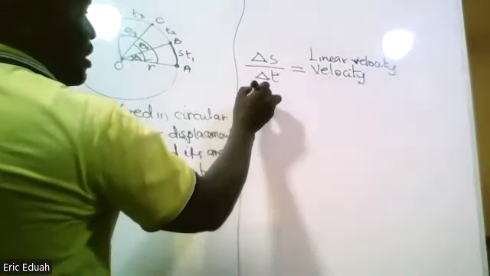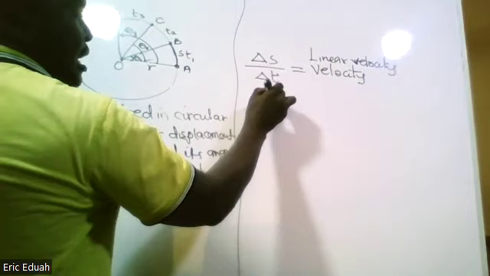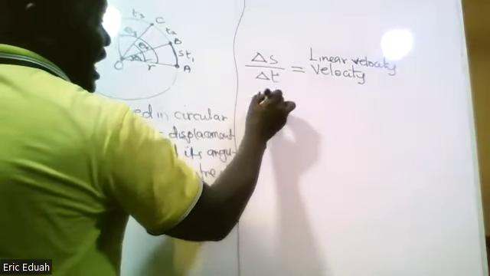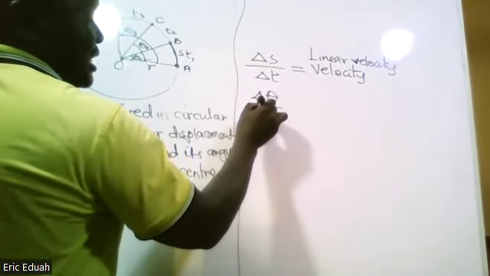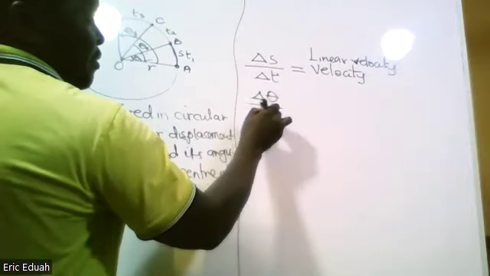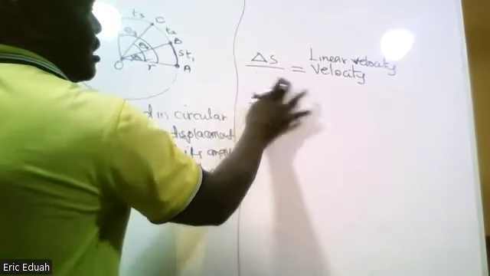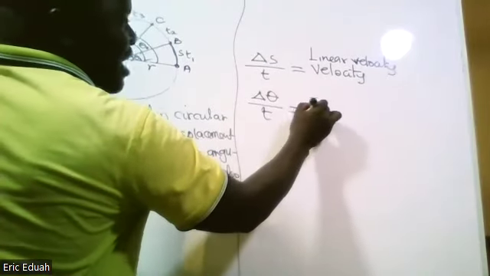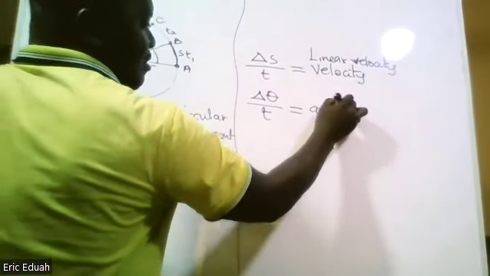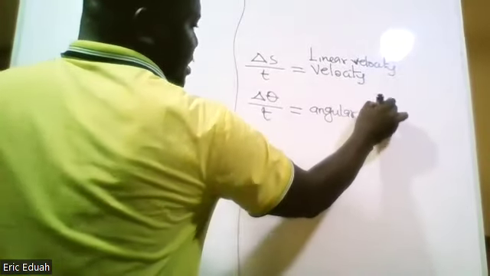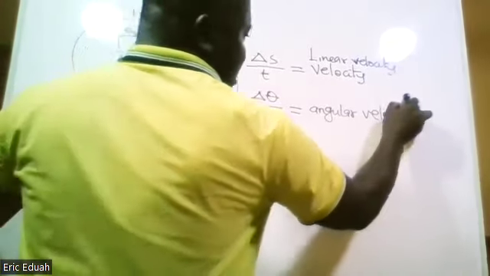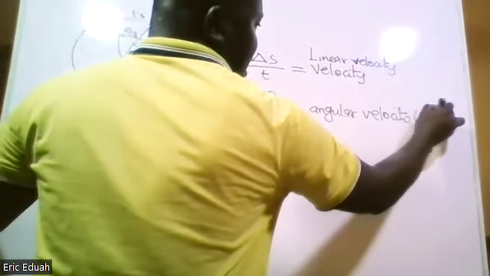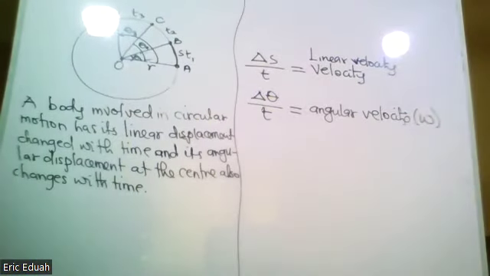So we have the change in angular displacement theta with respect to time interval, giving us what we call angular velocity, represented by the letter omega, what you see as W.